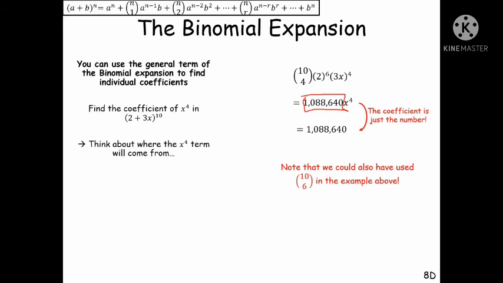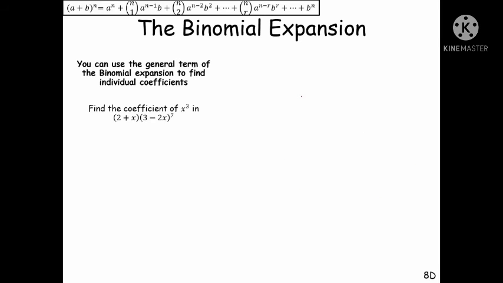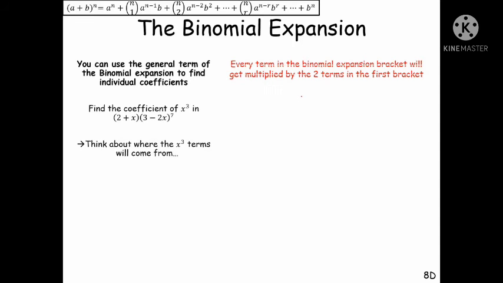Note that we could also have had 10 choose 6 in this example. Choosing 6 from 10 is the same combination as choosing 4 from 10, as we've seen in the factorial notation earlier on in this section. So we want to find the coefficient of x cubed in (2 plus x) times (3 minus 2x) to the power of 7. Think about where the x cubed will come from.